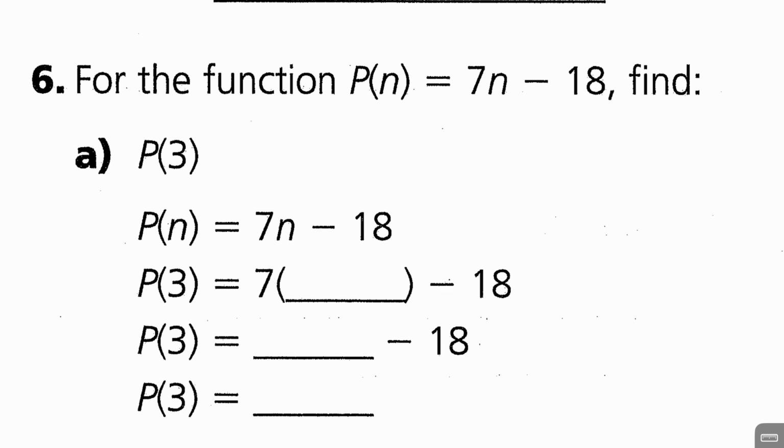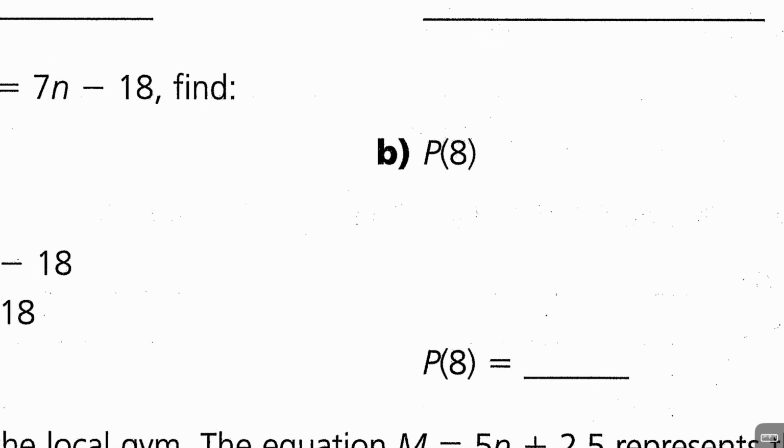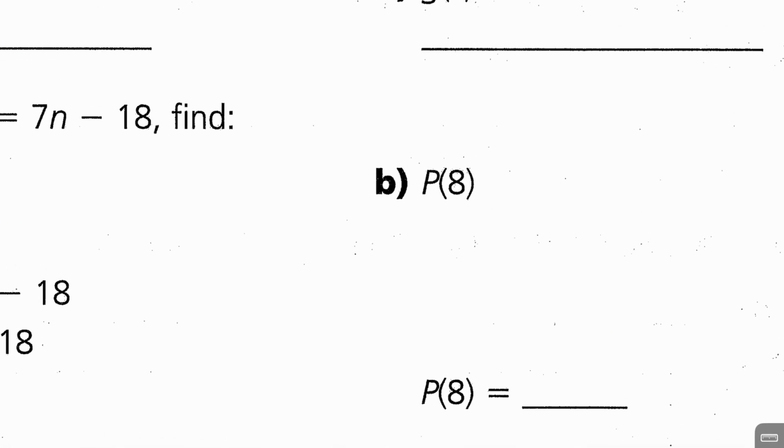So what do you just need to do? Just replace n with a 3. That is 7 times 3 minus 18. So the remaining part is you have to evaluate this, 7 times 3 minus 18. Same thing here. You have to calculate p of 8.